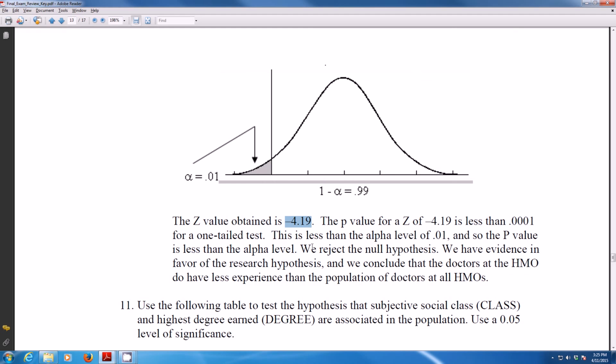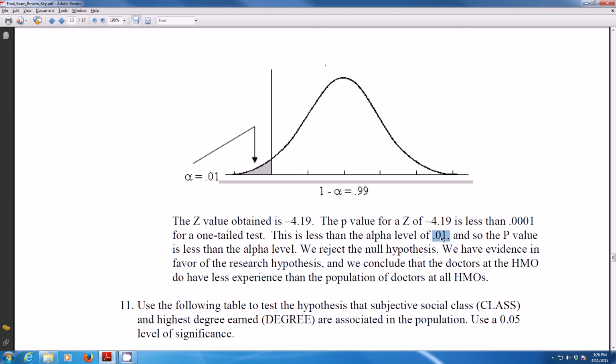And we said that as long as something occurs by chance about 1% of the time, we can reject the null hypothesis. Well, this is occurring less than 0.0001 of the time. So this is even less frequent than what we think is sufficiently infrequent. And because our p-value, 0.0001, is less than our alpha level, 0.01, we can reject the null hypothesis.